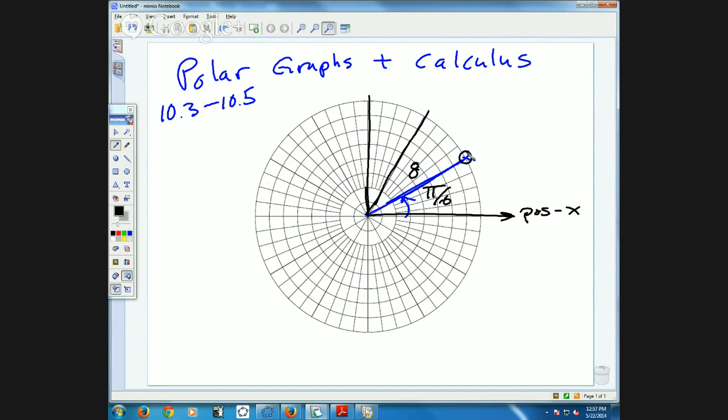To measure something in polar notation, you have to identify the radius of where it is and the angle from the positive x-axis. The points are always stated r, theta. I usually put a semicolon in between to indicate this is not an xy point. It's a polar point. So this point right here I've identified as the point 8; pi over 6.